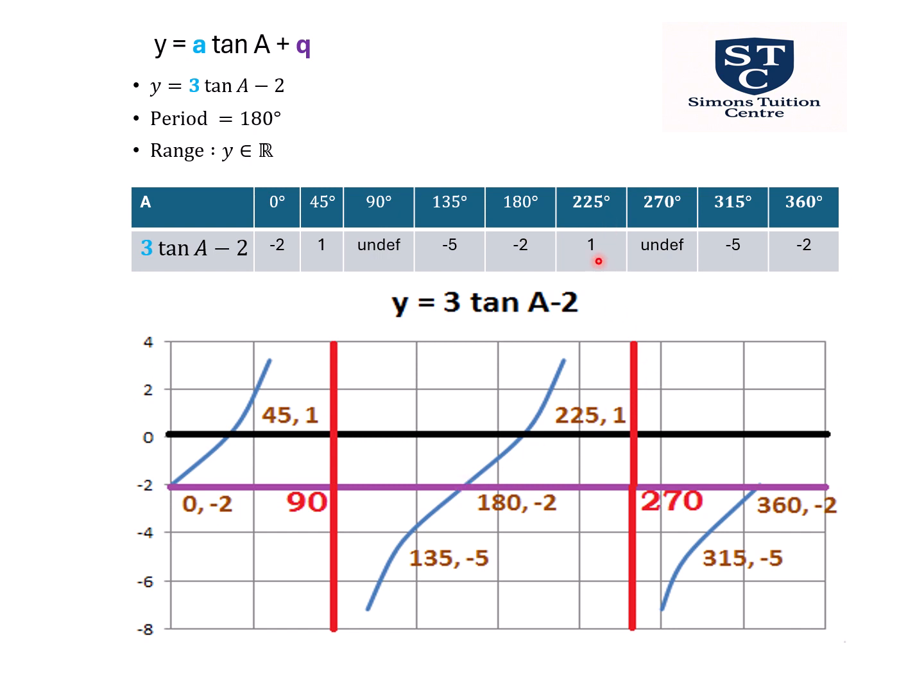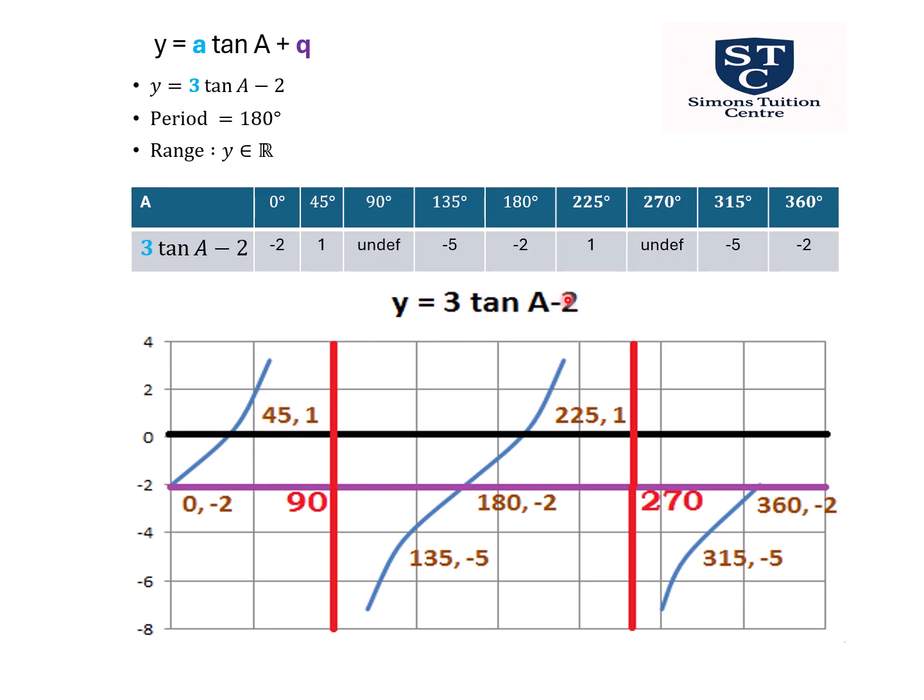225 gives me positive 1. 1 times 3 gives me 3, and 3 minus 2 gives me 1. So there we have 225 and 1. We plot that point. 270 is undefined. So if we join those points, you can see the graph doesn't make contact with the two asymptotes, right? If it makes contact, then your graph is not valid. Same with 315. Tan 315 is negative 1. Negative 1 times 3 is negative 3, minus 2 gives me negative 5. So 315 and negative 5. And then 360 and negative 2.